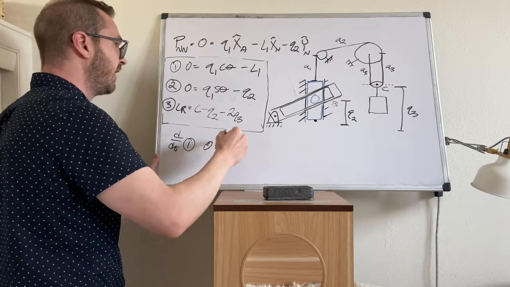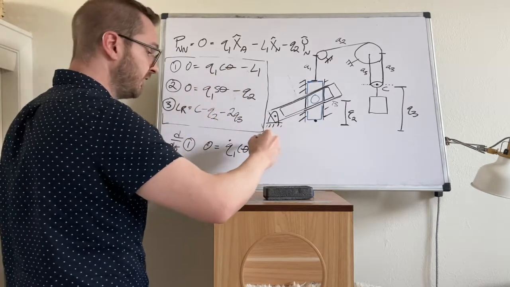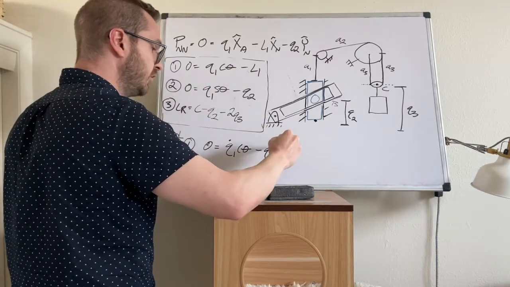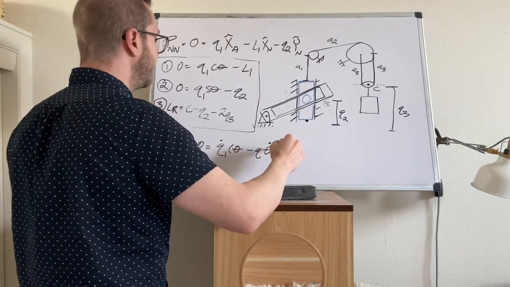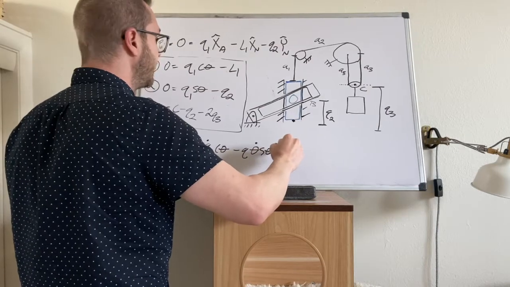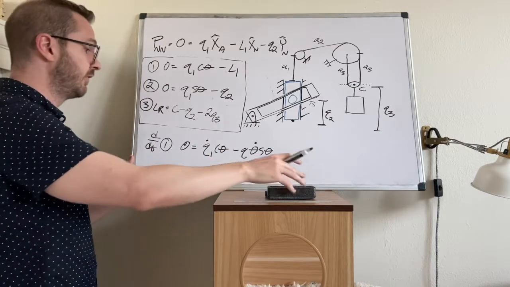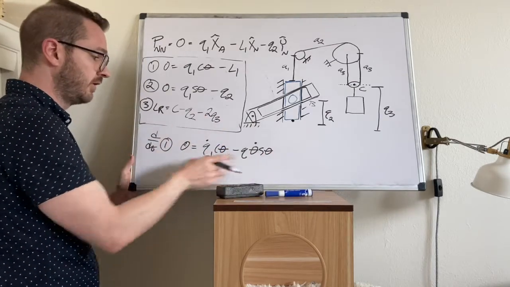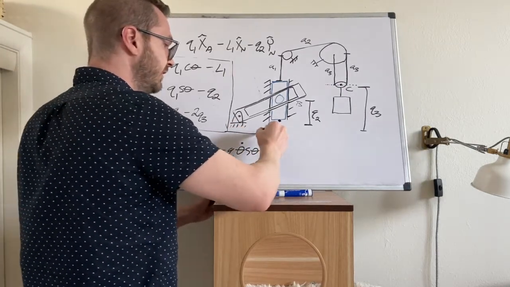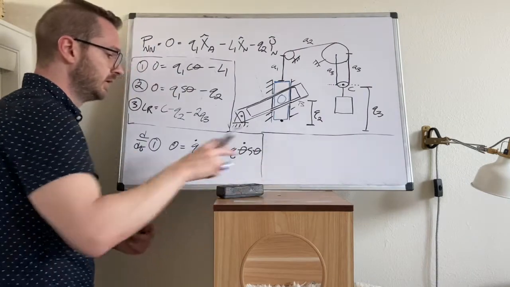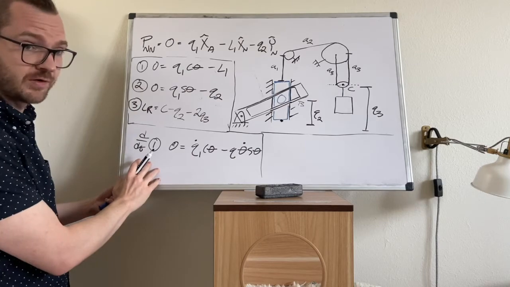This is q1 dot times cosine theta. The derivative of cosine is negative sine, so negative q1 theta dot sine theta. Don't forget about chain rule. And then of course the minus L1, the derivative of that is 0. So here is the first of your velocity constraints. Let's put these in boxes so we can keep them separated. So this is the first velocity constraint.